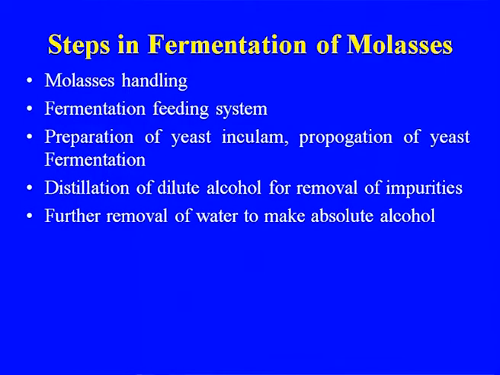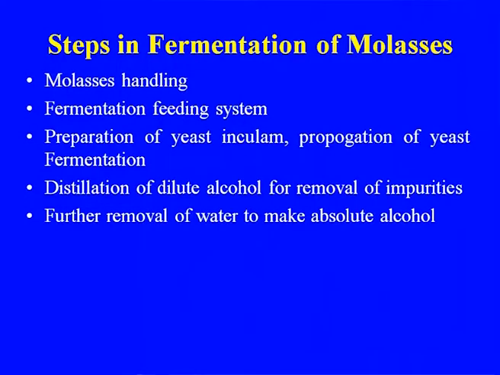The various steps involved in alcohol production are molasses handling. The molasses you are getting, because many mills do not have a fermentation plant and alcohol production, is supplied by tanker to the different mills which have a fermentation plant. So the steps are molasses handling, fermentation feeding system, preparation of yeast inoculum, propagation of yeast for fermentation, and distillation of the dilute alcohol for removal of impurities, because during the fermentation process we are producing dilute alcohol, and that alcohol has to be concentrated if you are interested in absolute alcohol. Then further removal of water to make absolute or even anhydrous alcohol.